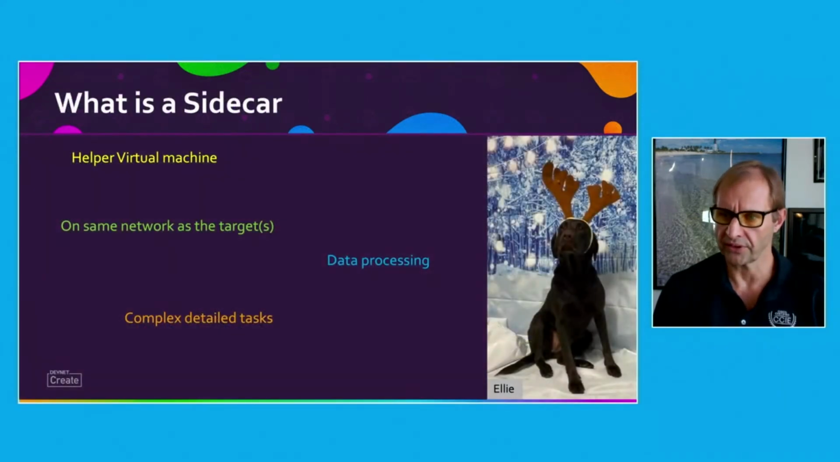Finally, let's look at the sidecar. A sidecar is a helper virtual machine, and it's going to live on the same networks as your targets. So this is something that you're going to place close to the things that you want to do work on. And this is where your IO intensive, input output intensive data processing is going to live. If you have any sort of complex processing logic or anything like that, this is going to be a really good place to put it.